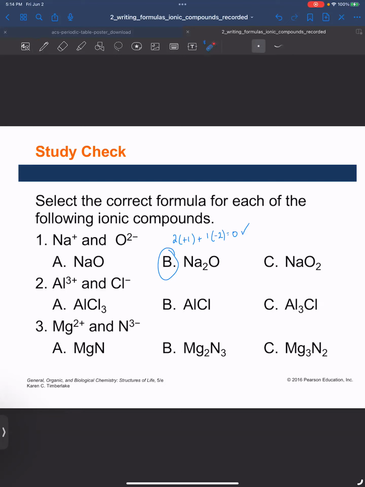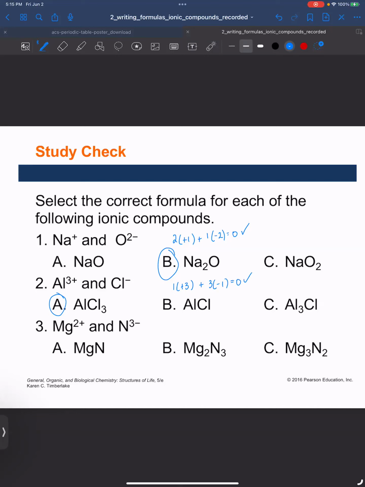What about for number 2, aluminum and chlorine? So the 1 goes down there with the aluminum, the 3 goes with the chlorine, crisscross rule. The answer is A, very good. So you can check your work. 1 aluminum has a +3 charge. This is in group 13. And 3 chlorines have a -1. It adds up to 0. We're good to go.